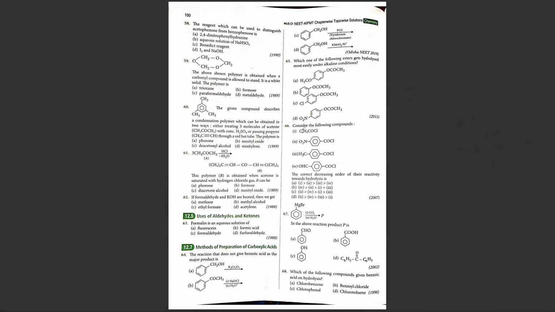Next question, consider the following compounds. These are the four compounds. You have to tell the correct decreasing order of their reactivity towards hydrolysis. Based upon the type of substituent attached, you have to tell the order of reactivity towards hydrolysis. It is given as 1, 2, 3, 4, and you have to write the correct order in decreasing order of their reactivity.